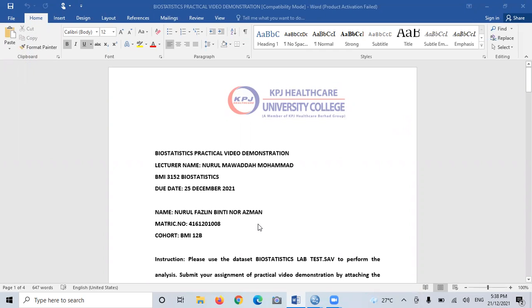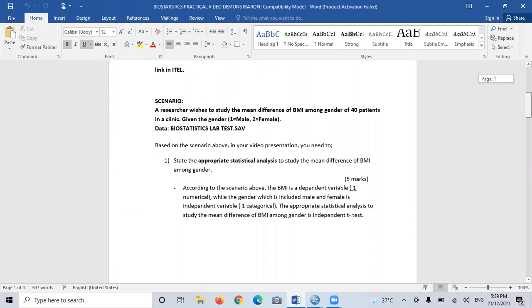My metric number is 4161201008. I am from cohort BMI 12B. The scenario is a researcher wishes to study the mean difference of BMI among gender of 40 patients in a clinic, given gender 1 as male and 2 as female. Based on the scenario above, state the appropriate statistical analysis to study the mean difference of BMI among gender. This is for question 1.